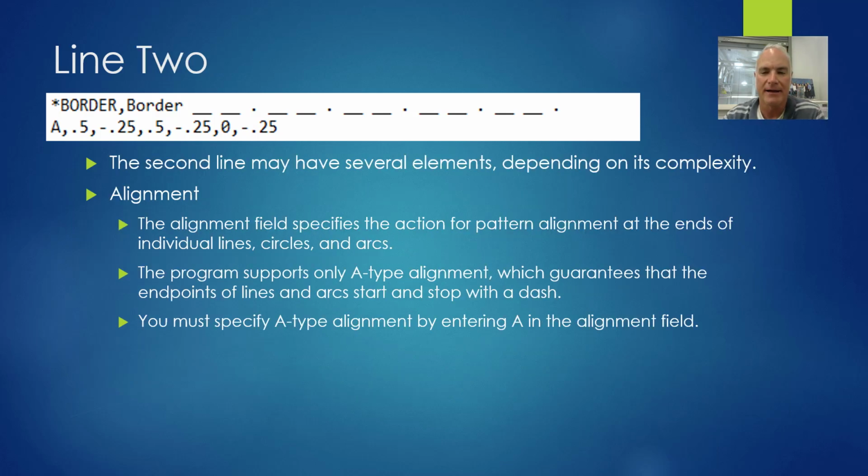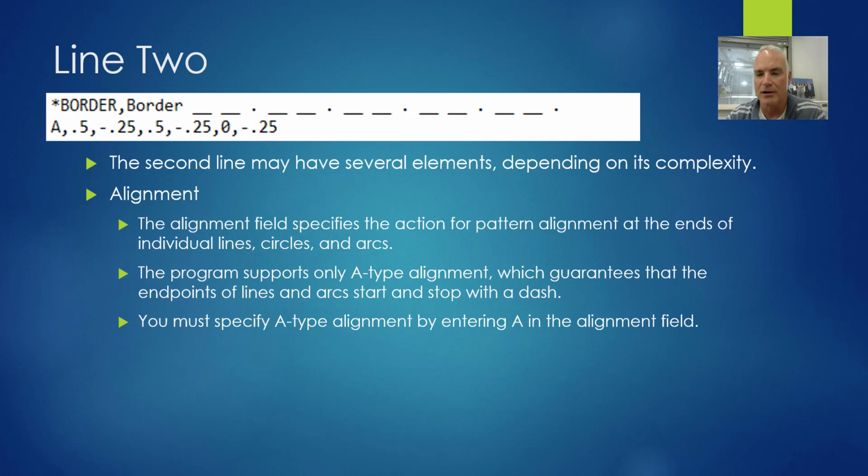So the second line has several elements, the first one being the alignment code A. What the alignment code A does is it tells the computer how to split up the first pen down segment. You know that if you draw a line that has dashes and dots and spaces, it has to get to a certain length, and then once you get to that certain length, it evens it out so that the two ends are the same, and that's what alignment code A does.